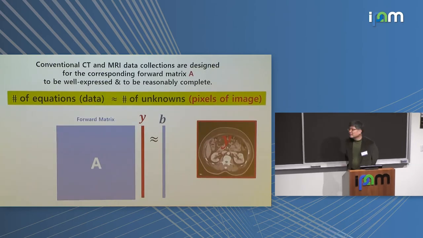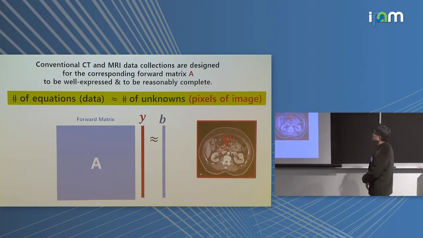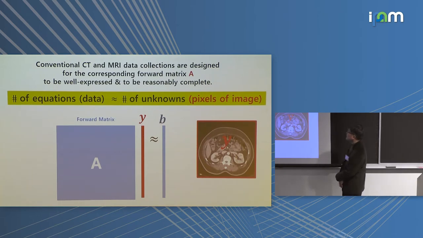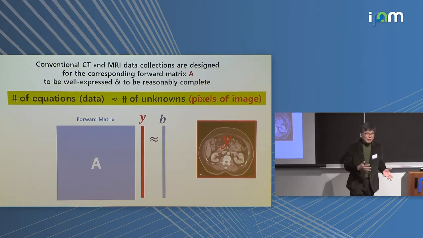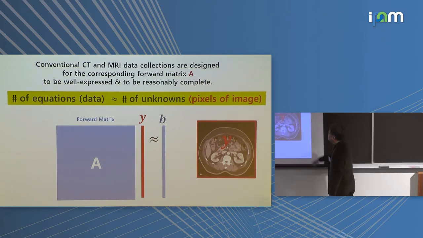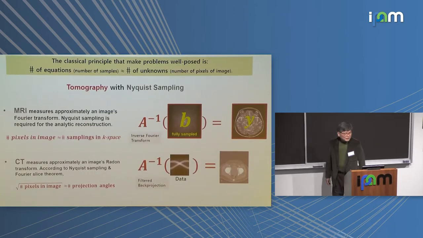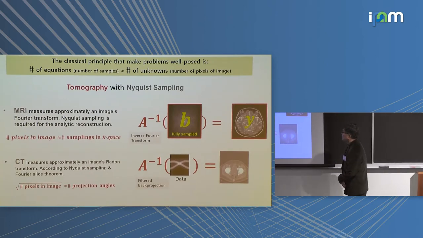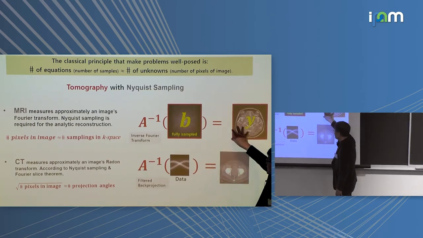That's my personal opinion. For conventional CT, I just focus on CT and MRI. Conventional CT and MRI data collections are designed for the corresponding forward matrix A to be well posed and reasonably complete. That means the number of equations is approximately equal to the number of unknowns. The number of unknowns is the number of pixels, around 512 times 512. So you try to make the system A invertible. That's the classical principle, somehow related to Nyquist sampling. That's the well-posedness.